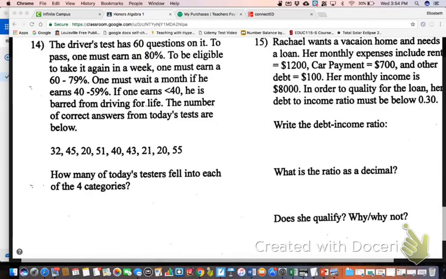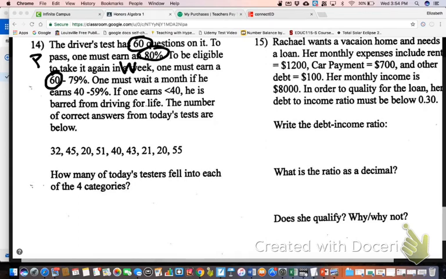Okay, for number 14, the driver's test has 60 questions on it. I'm going to be annotating here. To pass, so in order to pass, one must earn an 80%. To be eligible to take it again in a week, I'm going to say W for week, one must earn, so I would just focus on the 60%, not necessarily the range of the 60 to 79, because we already kind of know that if they get above a 60, but they're not counted in the passing, they're going to count. So I'm just going to focus on the 60%.